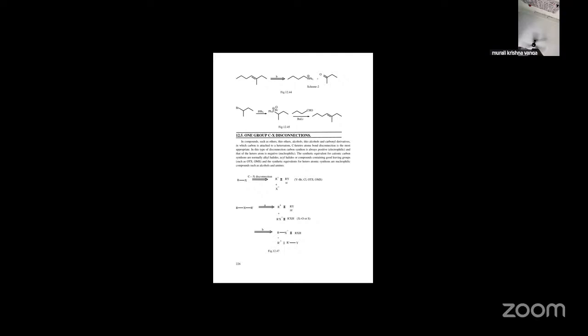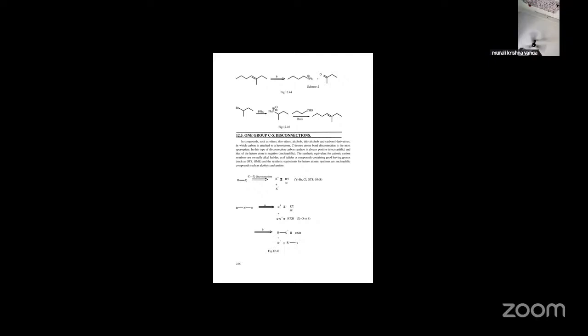Synthetic equivalents for the carbocation carbon synthon are normally alkyl halides, acyl halides, or compounds containing good leaving groups such as tosylates and mesylates. Heteroatomic synthons are nucleophilic compounds such as alcohols and amines. Then alkyl halides undergo retrosynthetic analysis and one group C-X disconnection, which gives alkyl positive and halo negative charge.